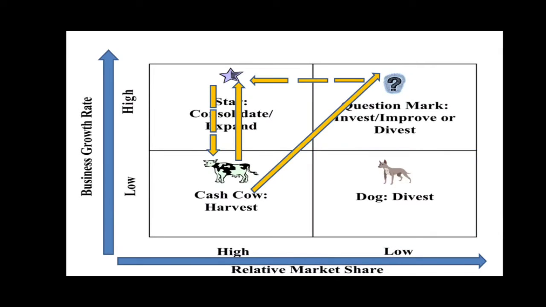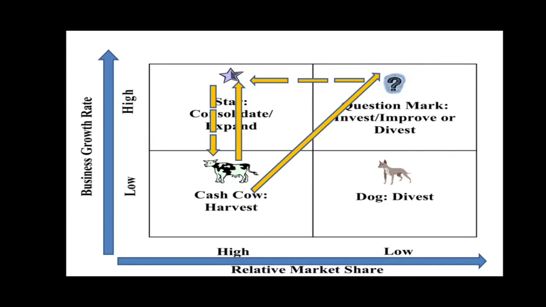Ideally, this is how a business unit would want to move. Start off as question mark, become potential market leaders, slowly become cash cow, and use the profits generated by the cash cow in the question mark and star products. The dogs are usually divested.